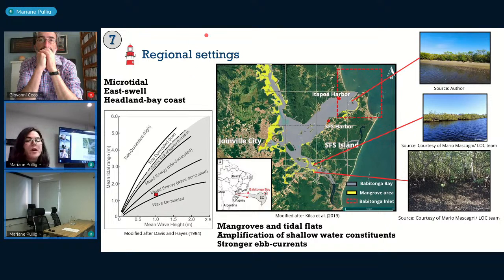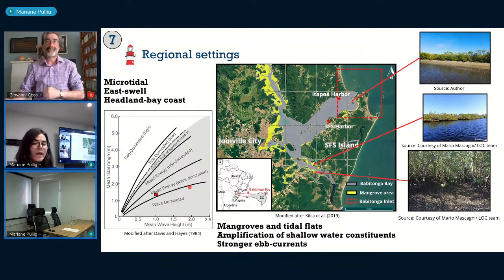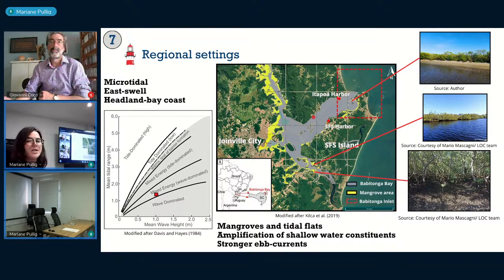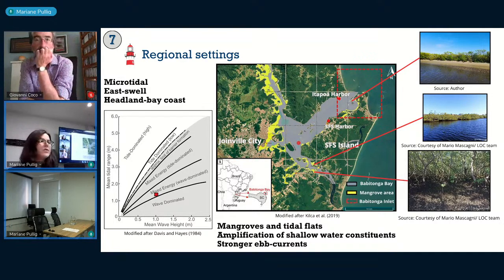Now, describing the area, the Babitonga inlet coast is a microtidal east-west dominated headland bay coast. It is still wave dominated, but has a mixed energy according to the Davis and Hayes classification. The mangroves and large tidal flats that comprise the bay contribute to the amplification of the shallow water constituents of the tidal wave. This means that the wave is amplified when entering the bay, and to resolve this asymmetry, Babitonga Bay presents stronger ebb currents in comparison to flood currents.